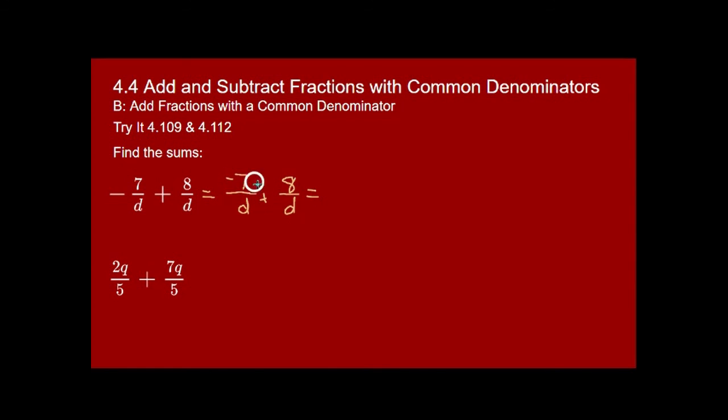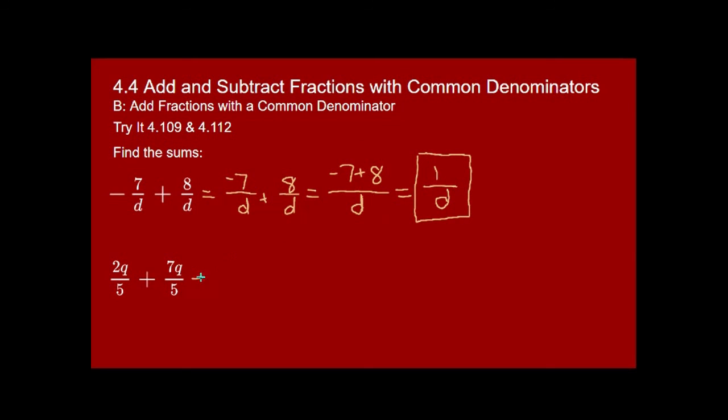Okay, now I'm going to add the numerators. Negative 7 plus 8, and keep the same denominator, which is d. And then I'm going to simplify the top. Negative 7 plus 8 is positive 1. And on the bottom, I still have a d. So it's 1 over d is my solution here.